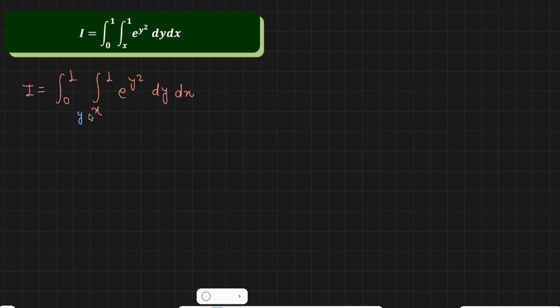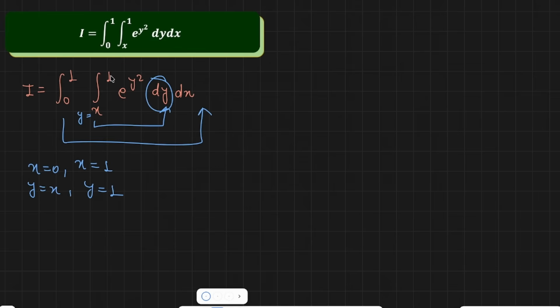You see, this is the limit of y, and this is the limit of x. So the limits are x = 0, x = 1, y = x, and y = 1. Because of that it is written dy. Dy means a strip parallel to the y-axis.